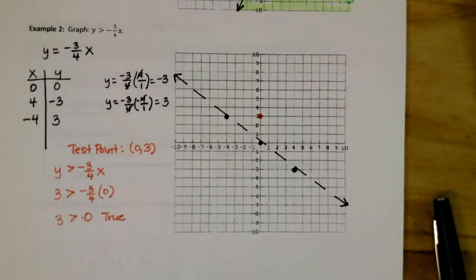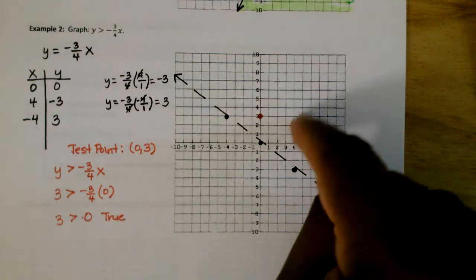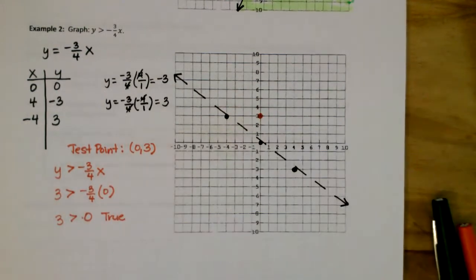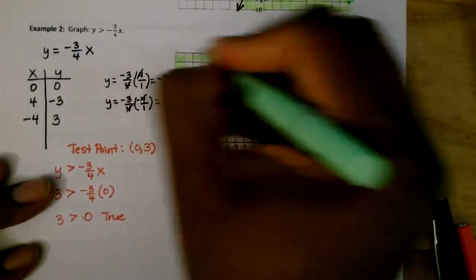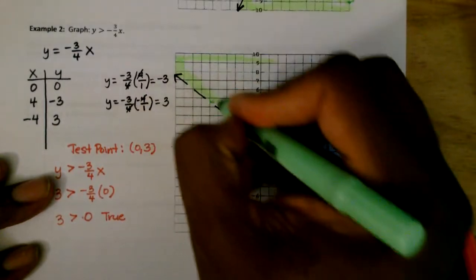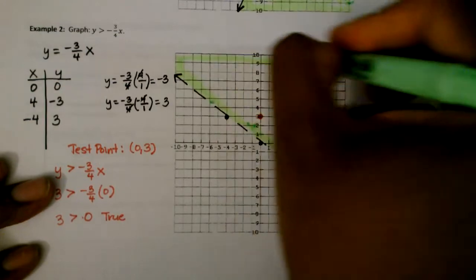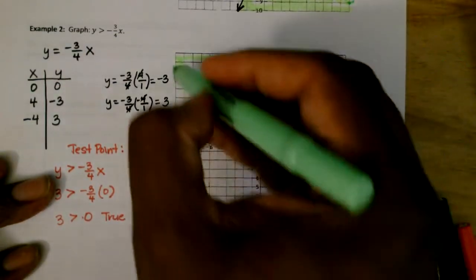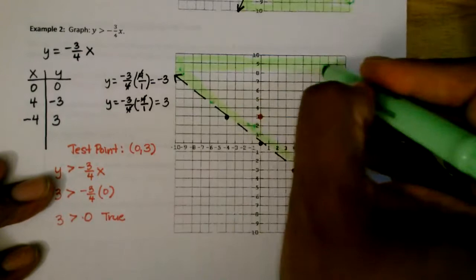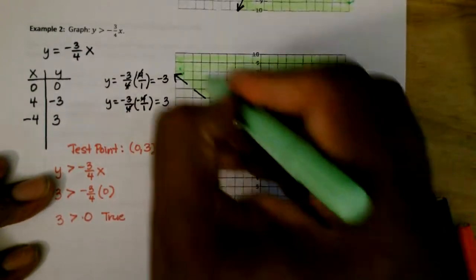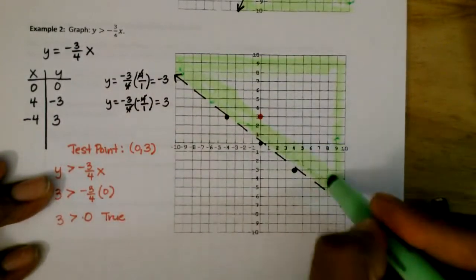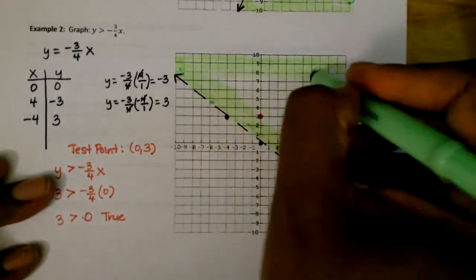And since I came up with a true statement, I can shade the region or the half plane that contains the test point. So it's going to be this region right here that I will shade that contains that test point. Now, if it was a false statement, then I would shade the other region, the region below, or the one that doesn't contain the test point.